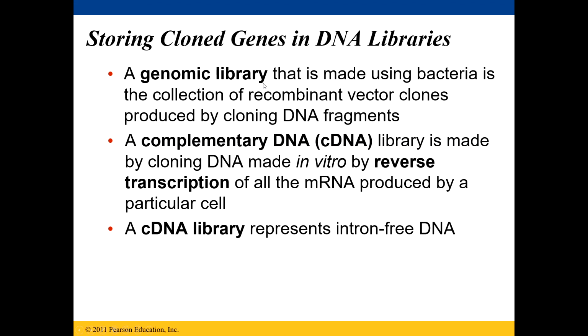So what is a genomic library? Just like a regular library is a collection of books, in this case, it's a collection of genes. So it's made using bacteria, the collection of recombinant vector clones produced by cloning the DNA fragments. And we also have a new term here, complementary DNA. So this is abbreviated cDNA. And this is a library that is made by cloning DNA made in vitro by reverse transcription.